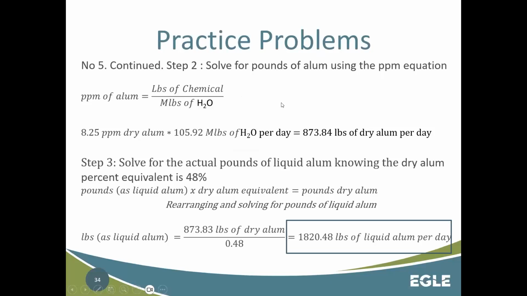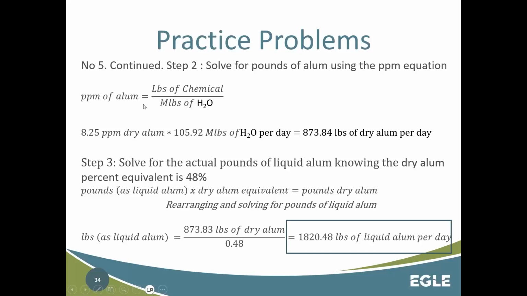So now we're going to solve for the pounds of alum using the ppm equation. So ppm of alum equals the pounds of chemical versus the millions of pounds of water. So we have 8.25 ppm of dry alum times 105.92 million pounds of water per day equals 873.84 pounds of dry alum per day.